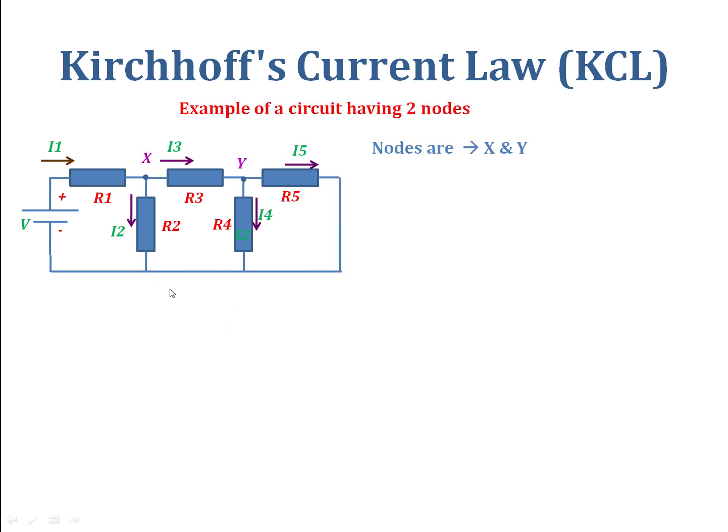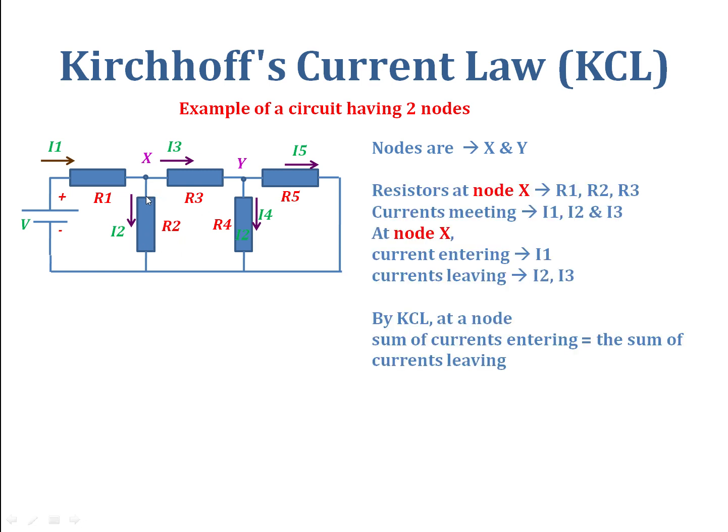Here we have a slightly larger problem where we have a network that has got two junctions. The junctions or nodes are labeled as X and Y. At X we have three circuit elements meeting. Current I1 is entering X, I2 and I3 are leaving the node, and therefore by Kirchhoff's current law, I1 is equal to I2 plus I3. Such equations are called node equations. So this is the node equation at node X.